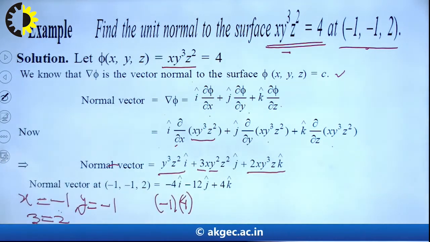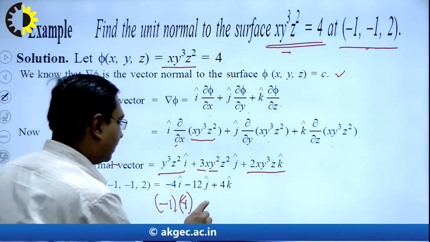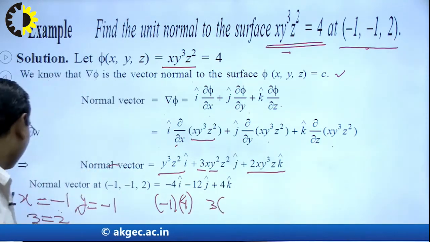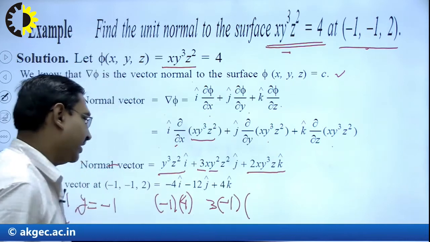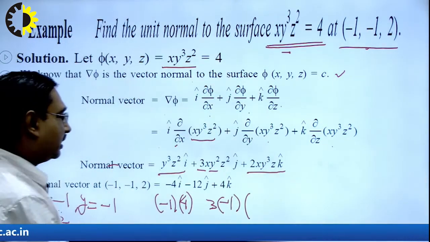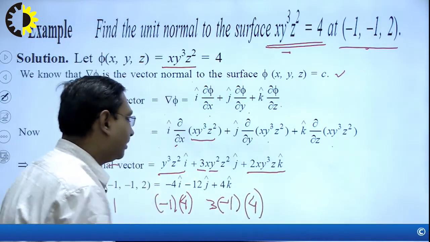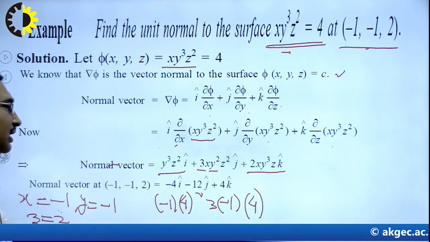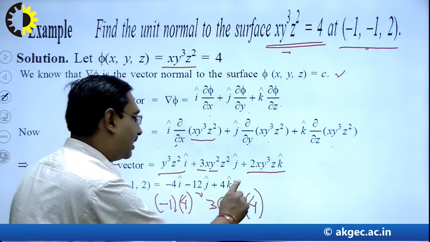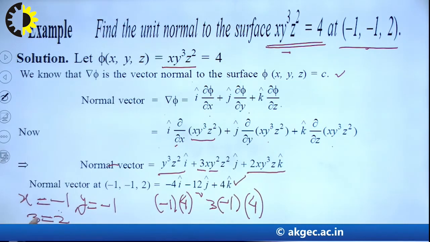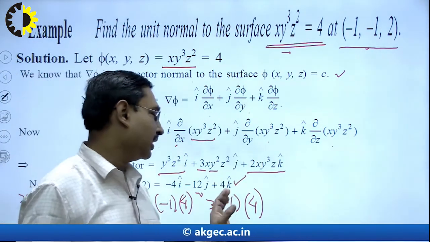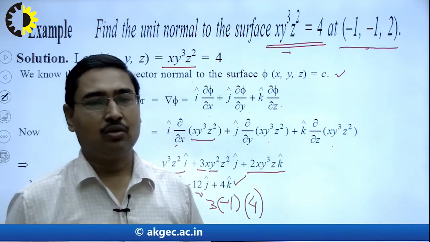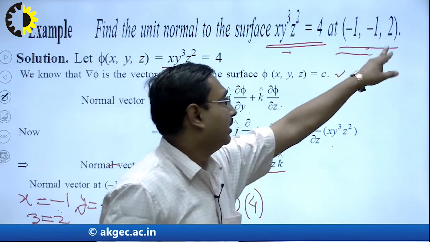Second is 3xy square z square. Therefore, it will be 3, x means minus 1, y square will be 1, z square will be 4, and the value obtained is minus 12. Similarly, the third term will give plus 4, and the vector is minus 4 i cap minus 12 j cap plus 4 k cap, which is the normal vector to the surface at this point.